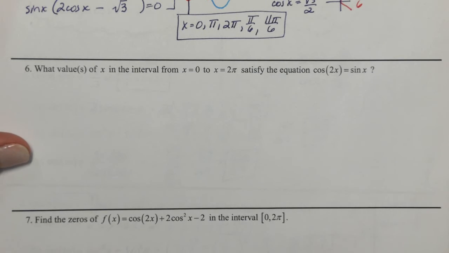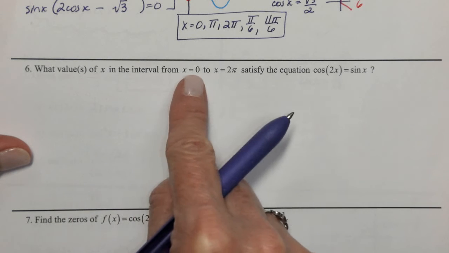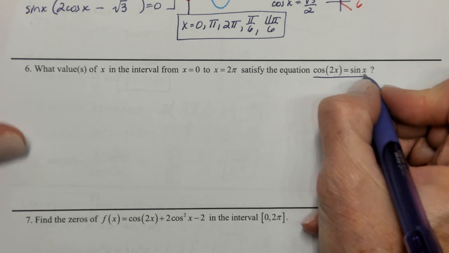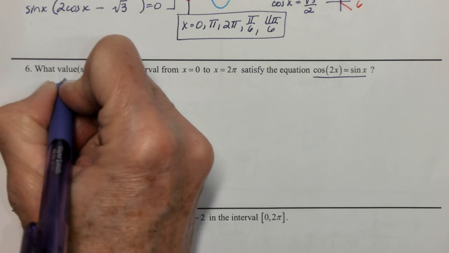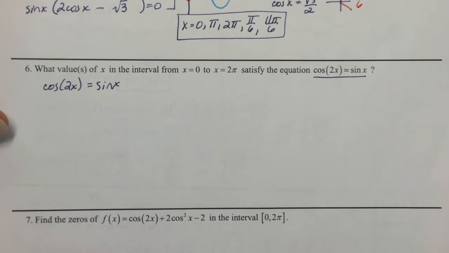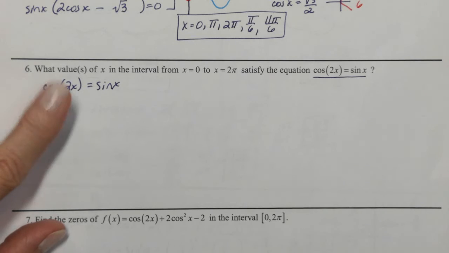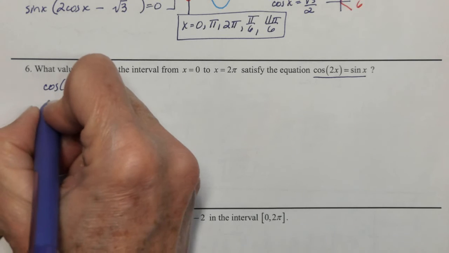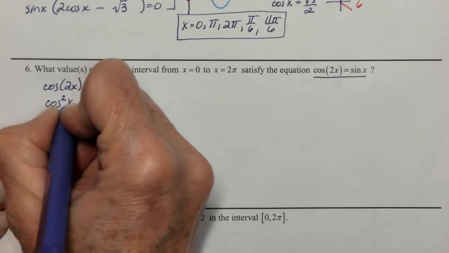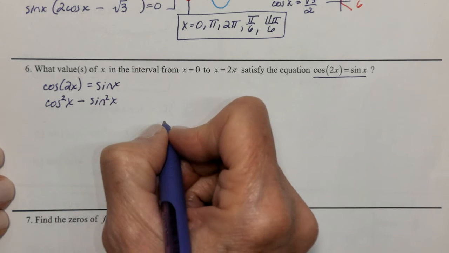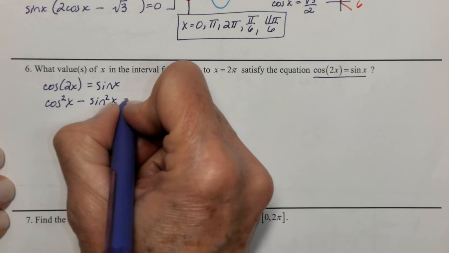All right, number 6. What values of x from 0 to 2 pi satisfy this equation? So I have cosine of 2x is equal to sine of x. Well, again, I'm going to use my double angle identity, this time for cosine. So that's going to be cosine squared x minus sine squared x.